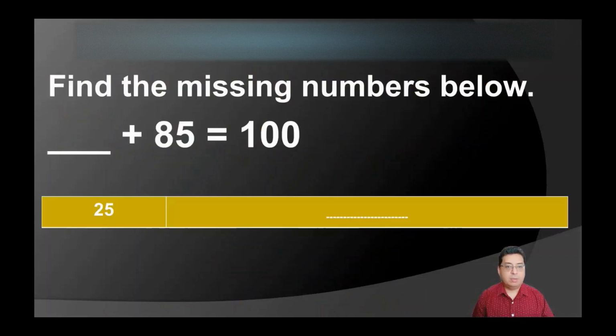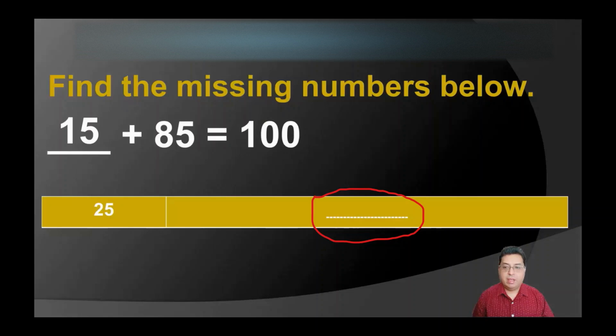So for this example, we're going to find the missing numbers below. So for the first one here, I've got blank plus 85 equals 100. So what is the missing number here? Very good, it's 15. Looking at the problem right above me, we've got 25 here, and we've got a missing number here. So what is that missing number? Very good, it's 75. Okay, now maybe it's not exactly like 25% of it's taken up, but you get the idea here, okay?